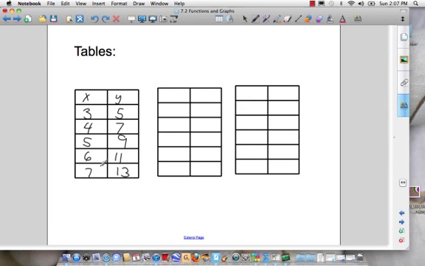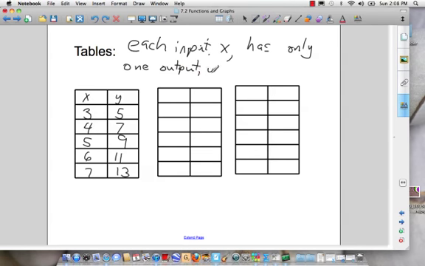Well, remember, the key to a function is that each input, or x value, has only one output, or y value. Okay, so that's what we need to think of. 3 is an input. It has the output of 5. And if you look at this chart, you'll notice that each input has only one output. So we would say, yes, this chart represents a function.